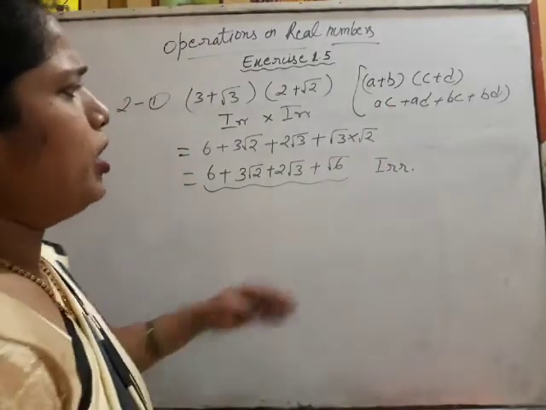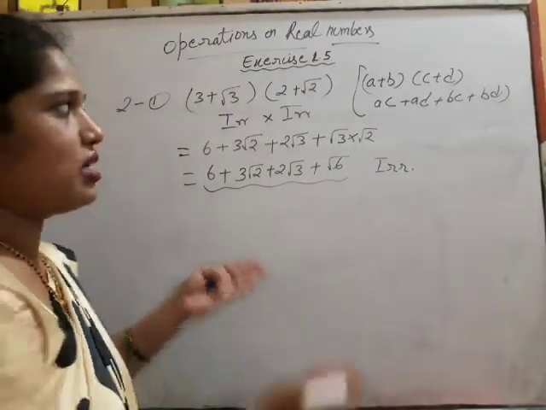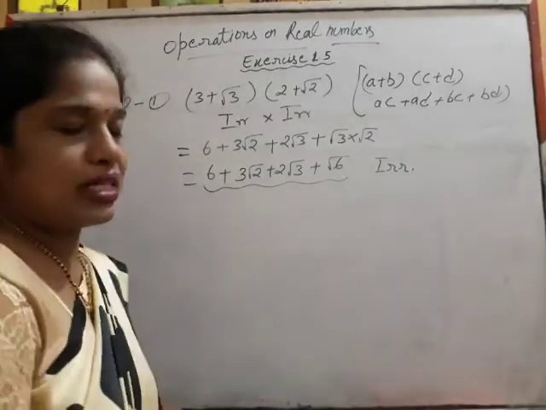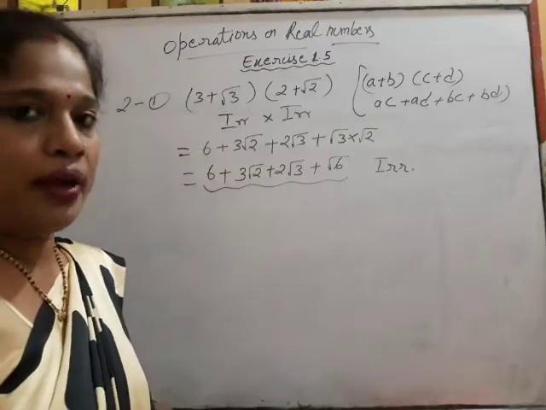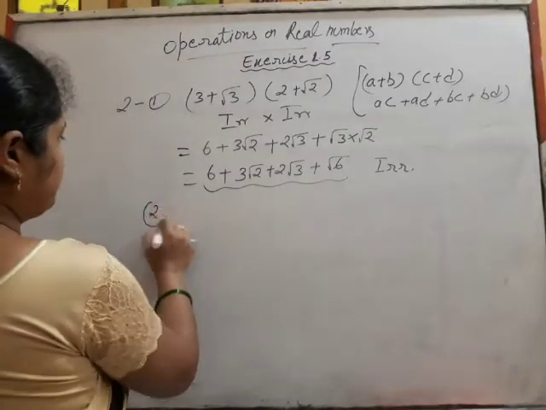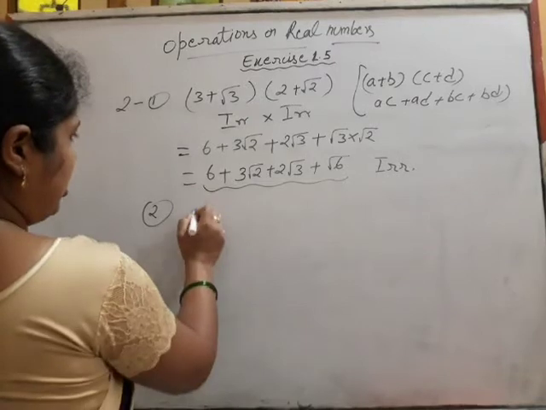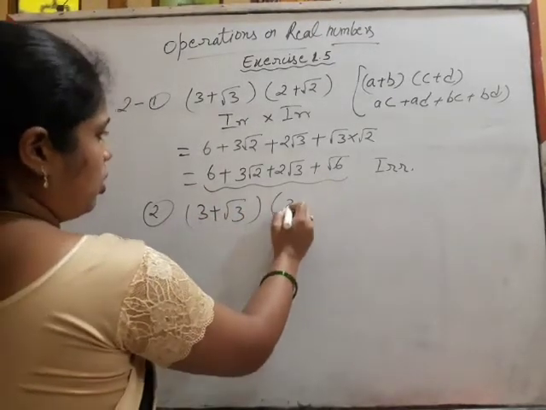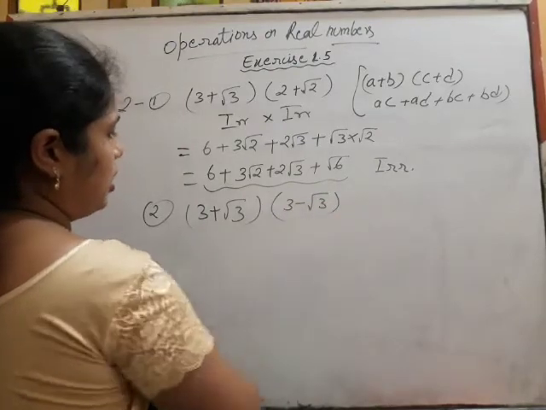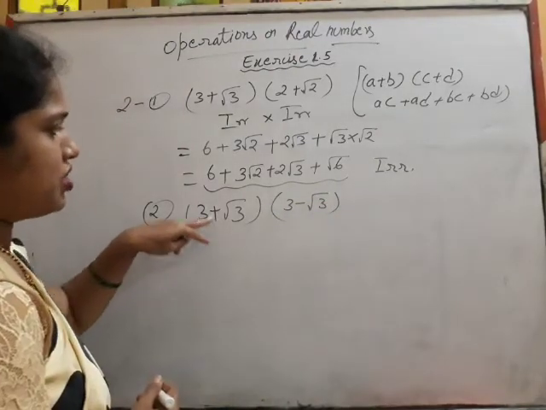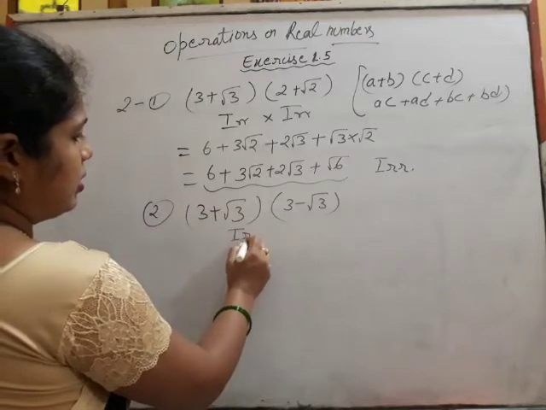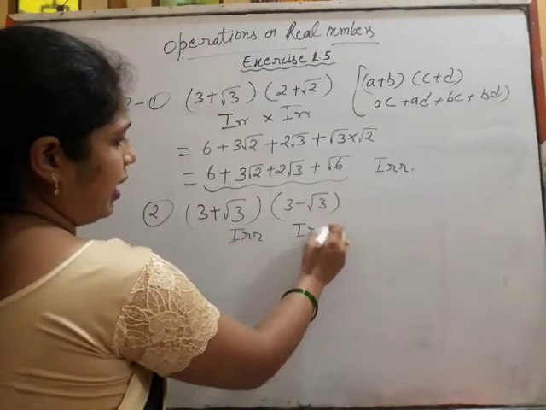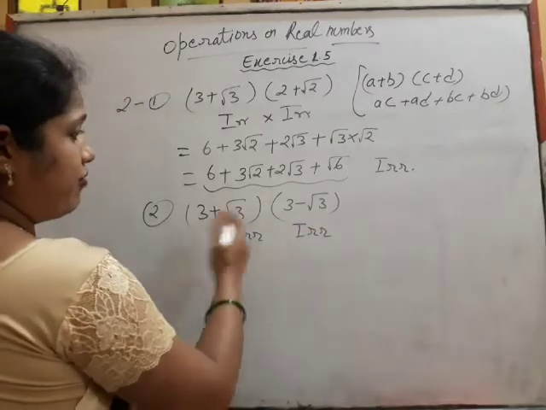You need not write whether it is rational or irrational. Simply, the question has irrational multiplied with irrational, and this answer will come, so you leave it as it is. Now the second question: 3 plus root 3 into 3 minus root 3. Here rational plus irrational is irrational, and rational minus irrational is again irrational. Now we have to multiply.